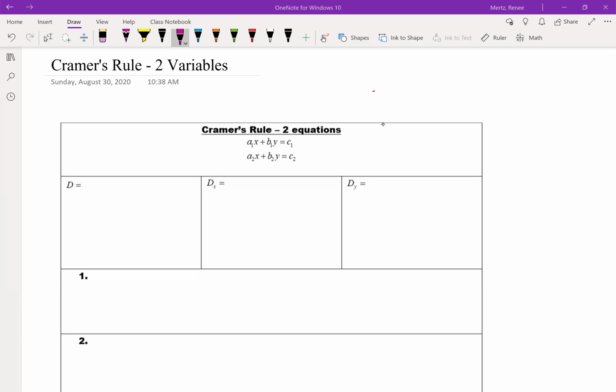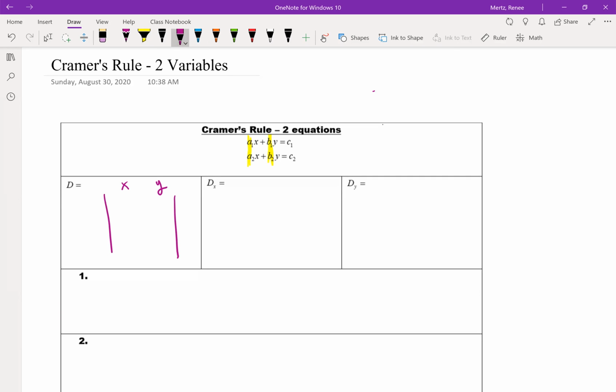So when we're doing it, we want to stack them with the x's, the y's, and then the constant, just like we did when we were doing the addition method. So when we have to find determinants, we need to find 3 of them. When we're finding a regular determinant, we put the x's here, the y's here. So we're looking at the coefficients in front of x, the coefficients in front of y.